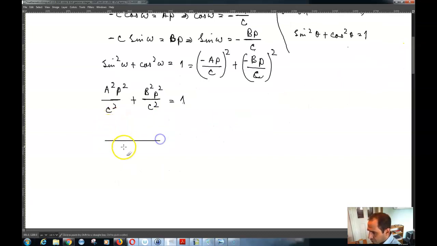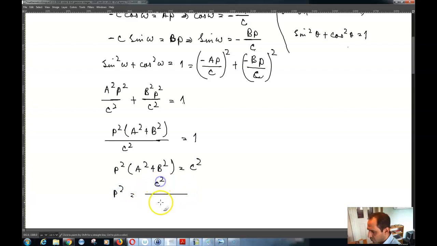And what that means is that over c squared, you have p squared times a squared plus b squared is equal to 1, so p squared times a squared plus b squared is equal to c squared, and so p squared is equal to c squared over a squared plus b squared. That means that p is equal to plus or minus c over the square root of a squared plus b squared. So that is the value of p here.